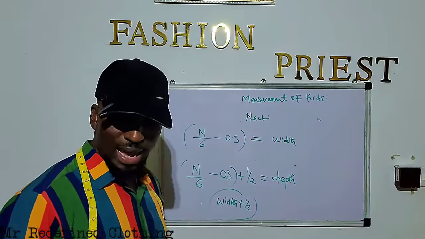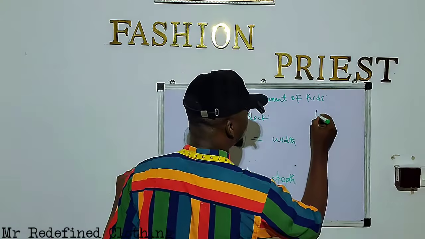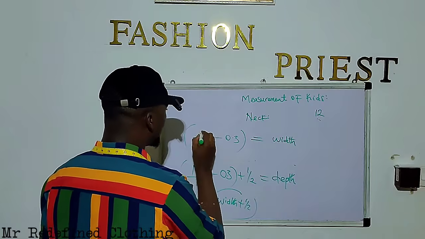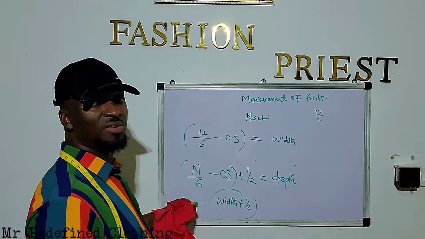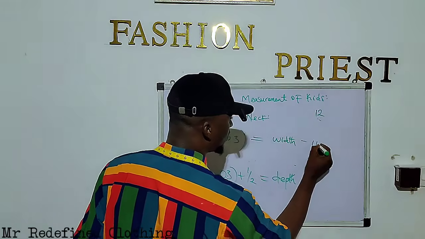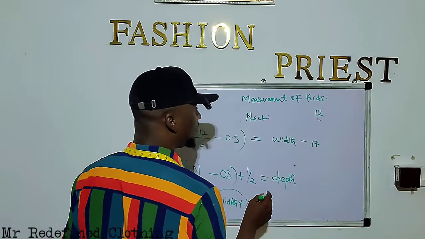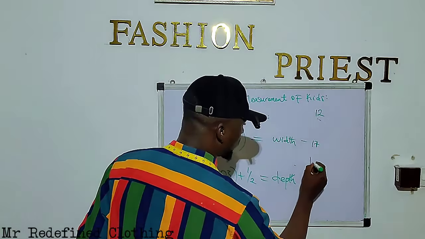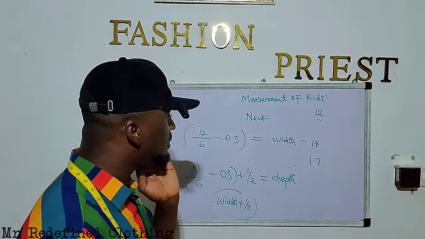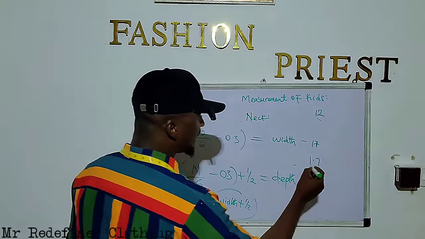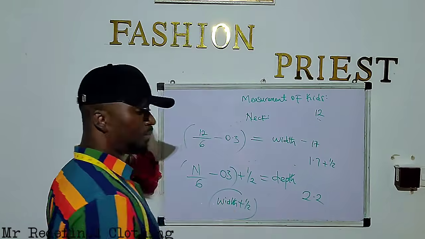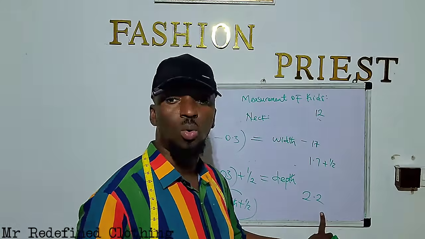So let's assume that you have a child and the neckline is 12, for example. If you equate this 12 in the formula, you have 12 over 6, which is going to give us 2. Then you have to subtract 0.3 from it, and you have 1.7, right? That means that the width of their neck is 1.7. And then to get the depth, you have to add half to this. To get your depth, you will be having 2.2, right? Which can be said to be 2 1/4.